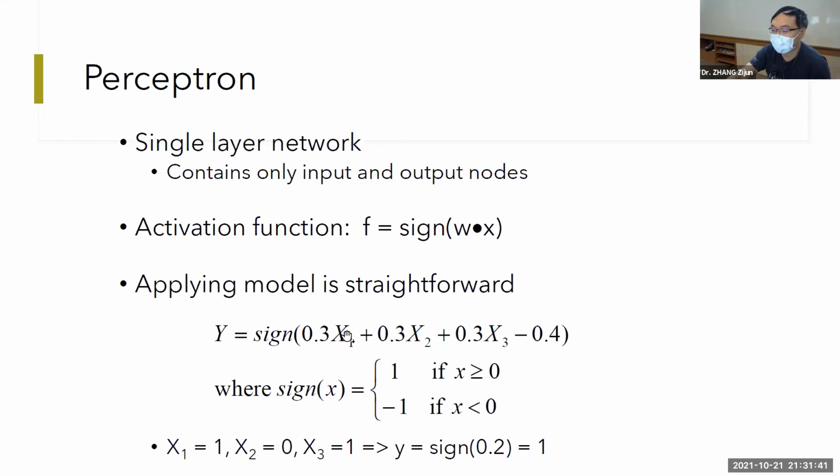First, 1, 0, 1: you input x1, x2, x3 as 1, 0, 1. Then you get 0.6 minus 0.4, which equals 0.2. Then you put it into the sign function, and you see that it is larger than or equal to 0, so you give a y positive 1 label. This is the procedure of using a single layer network to do classification.